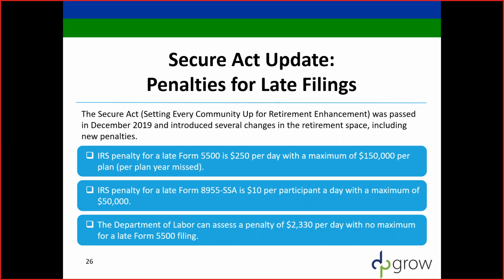And the Department of Labor can assess a penalty of $2,330 per day with no maximum for a late Form 5500 filing. And so again, really, really important. And by having a good committee or a process, you won't have to worry about missing any of these things.